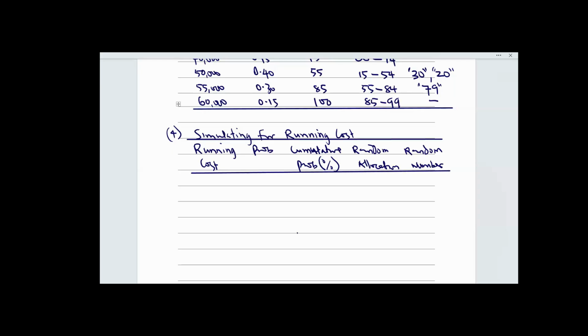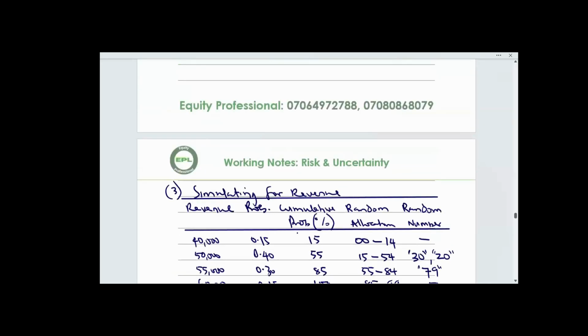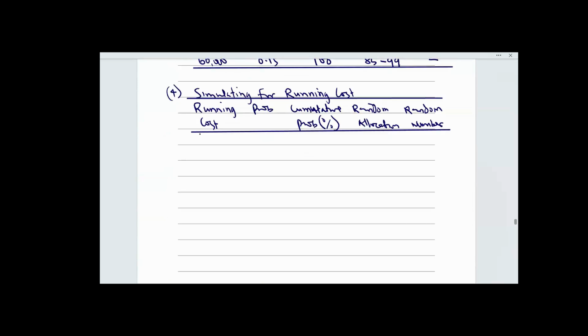So give me the running costs: 25,000, 30,000, 35,000. Probability: 0.40, 0.25, 0.35.